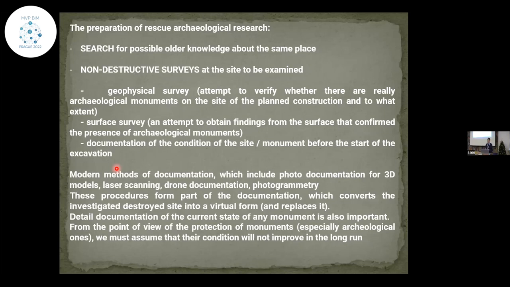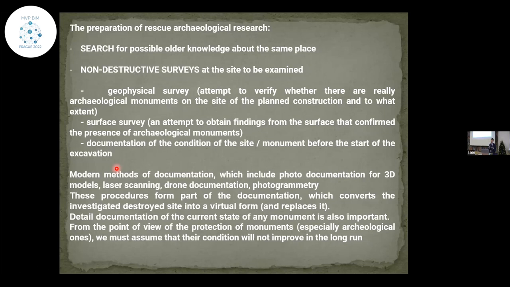The next ones are, of course, non-destructive, mainly geophysical methods, which today normally include a very wide range of geophysical methods. And the next, what is in fact new in archaeology, is documentation using 3D documentation, laser scanning, 3D photogrammetry, and so on, which is not only a part of moving the information about the site to the documentation, but also a part of documentation of the current state of every monument. Detailed documentation of the current state is probably very important for every monument, because thinking about the future, the state of every monument will be worse in the future than today. The detailed information about the present-day state is perfect for us.